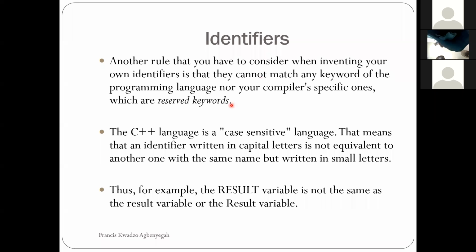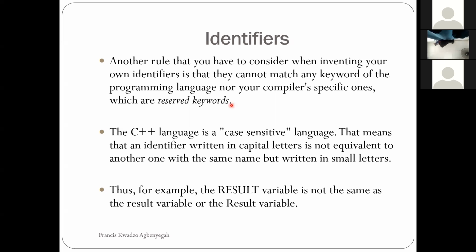So examples of the reserved words are float, double, int. So as we move on, you will learn more of these reserved words. These reserved words, you cannot use them to name your identifier. When you do that, your compiler will flag you an error.